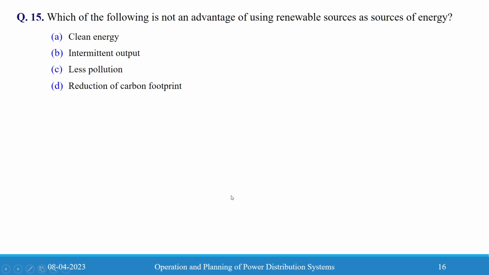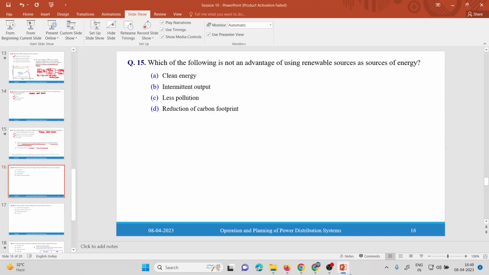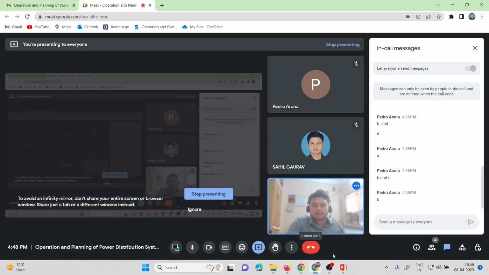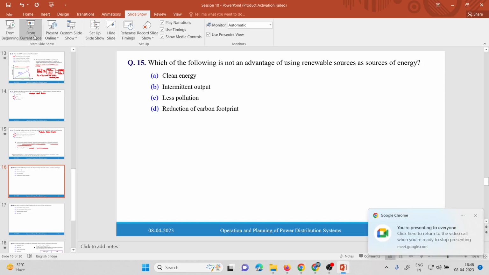So let us see the next problem. The next problem is: which of the following is not an advantage of using renewable sources as sources of energy? The options are: A, clean energy; B, intermittent output; C, less pollution; D, reduction of carbon footprint. This is a very simple problem. B. Yes, B is the correct option.